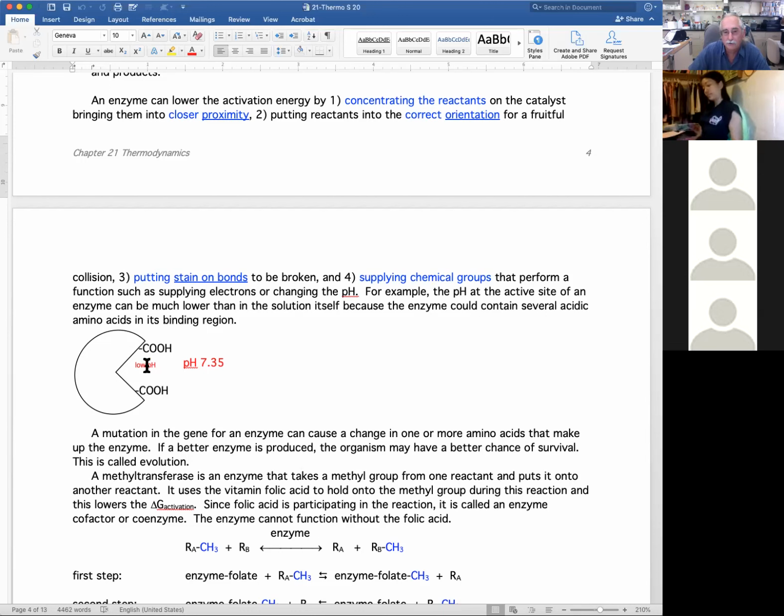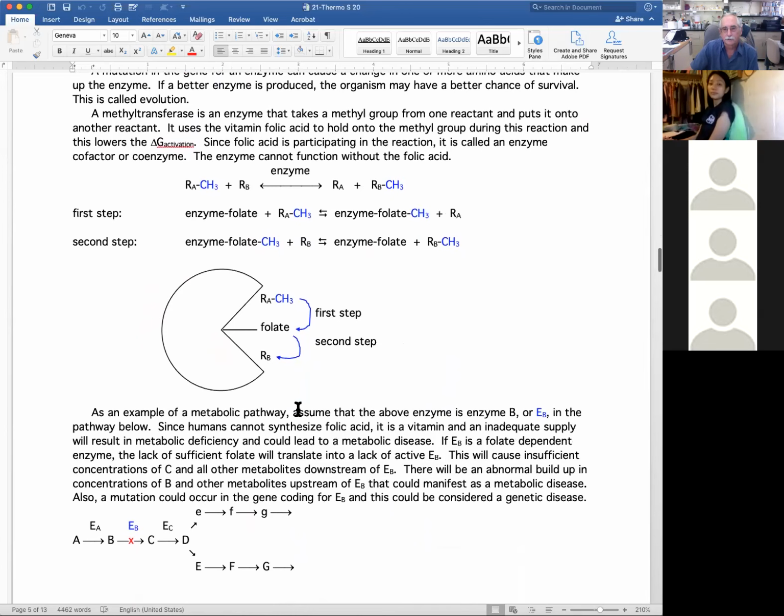So here's an example of a methyltransferase. And so there's lots of methyltransferases. One of the most important ones now is the methyltransferase that's used to methylate sections of DNA to turn on and turn off genes. But they all work in a similar manner.